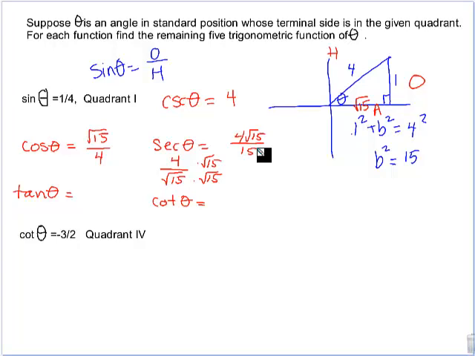Tangent. What would our tangent be? Opposite over adjacent. According to our triangle, what is that? 1 over the square root of 15. So times top and bottom by the square root of 15. So square root of 15 over 15. Then cotangent of theta. Square root of 15 over 1 or just square root of 15. And remember when we do the reciprocals, we wouldn't want to do the reciprocal from our final tangent here because that would put the square root back in the denominator. But if you just took the reciprocal from here, it works out well.